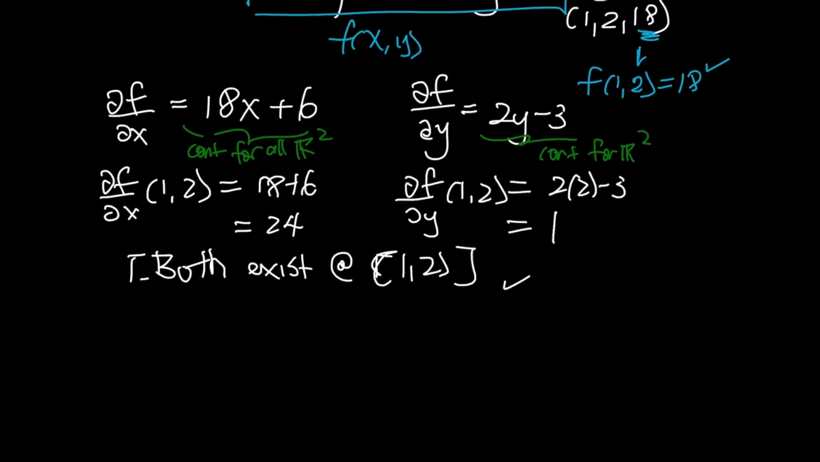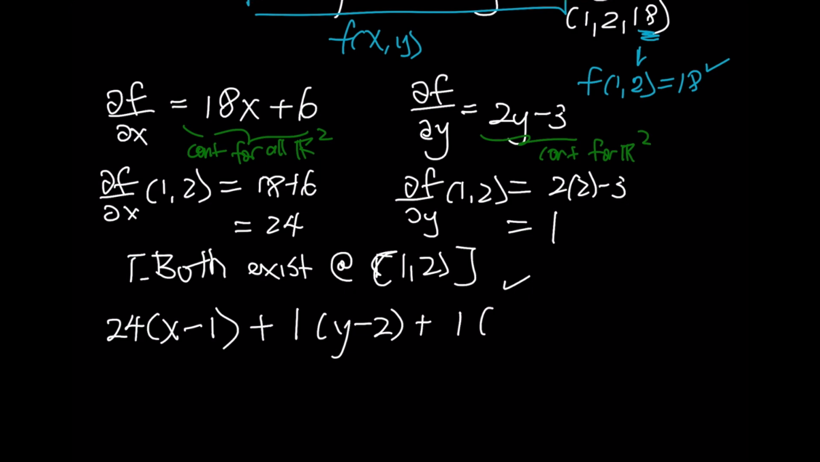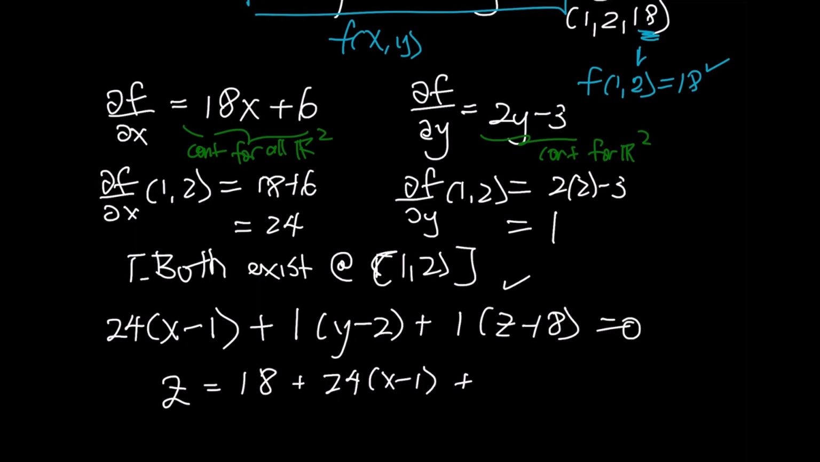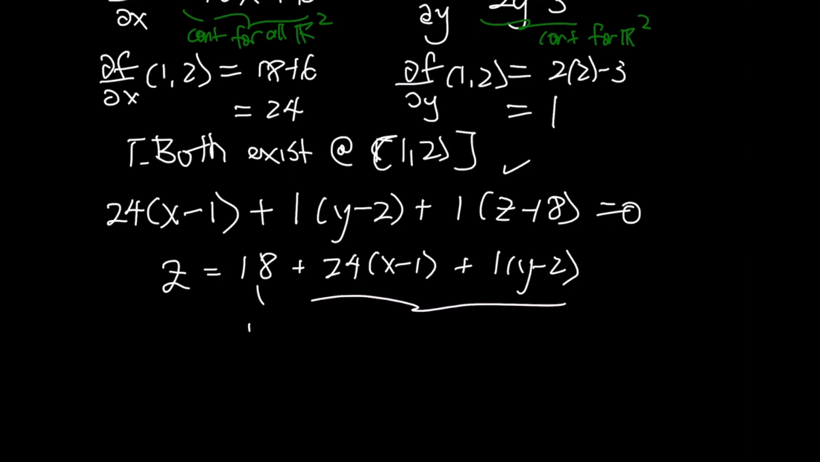So the question said, find the equation of the tangent plane: the value of the x derivative times x minus 1, plus the value of the y derivative times y minus 2, plus the value of 1 times z minus 18 is 0. So if I were to reorganize this, I'll get z is 18 plus 24 into x minus 1 plus 1 into y minus 2. So this thing right here is the linear approximation of the function.